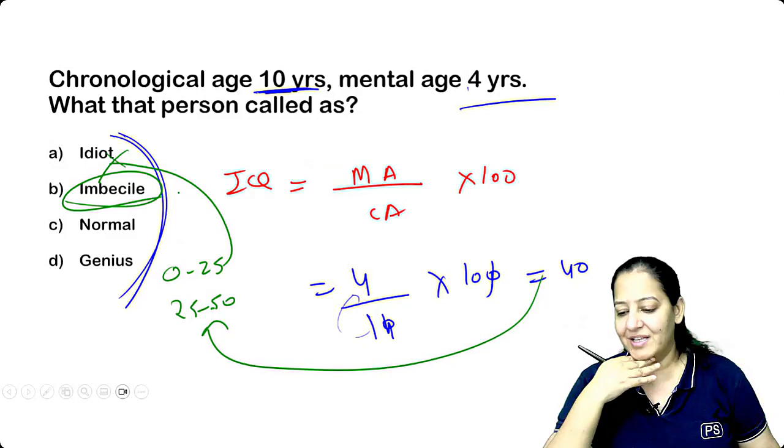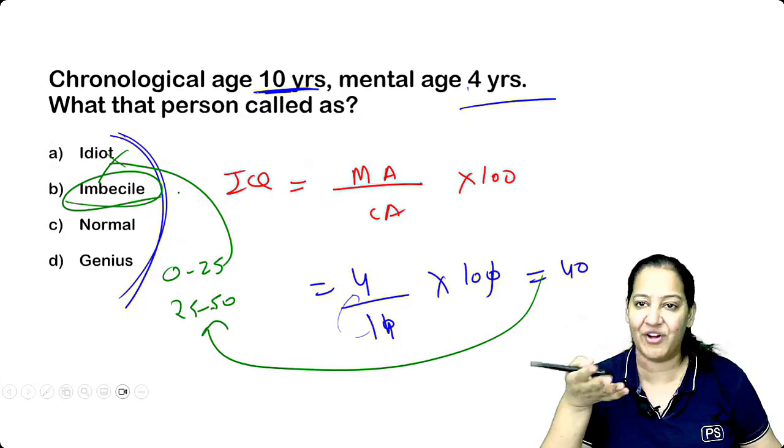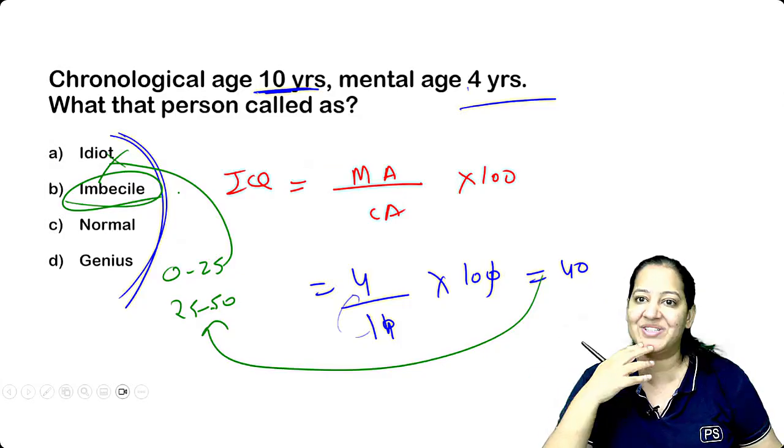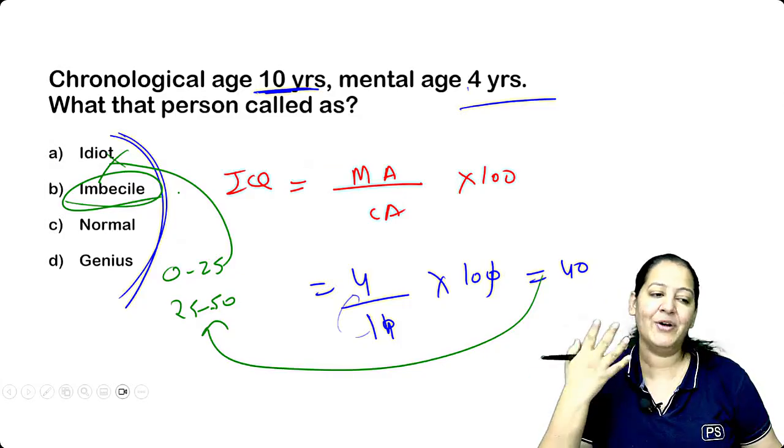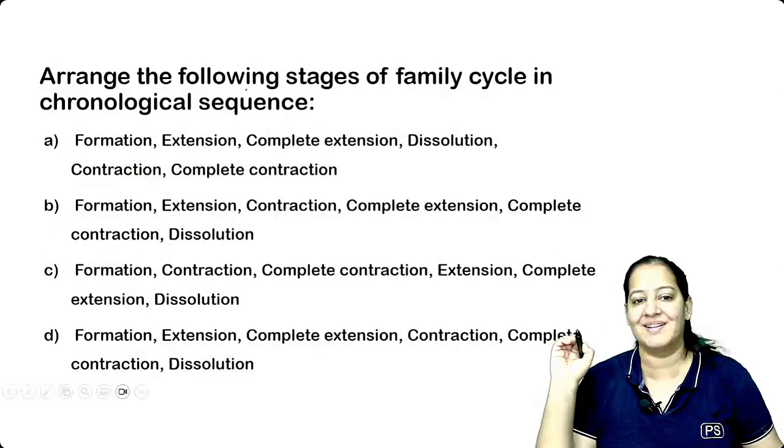Yes, yes, Sriniket, I know how to calculate. You tell me the answer. So 4 upon 10 into 100, the answer is 40. We all know. In which range does 40 come? You have to see that. So you get many questions on IQ. IQ is a very important topic. You get many questions. Imbecile is the answer.